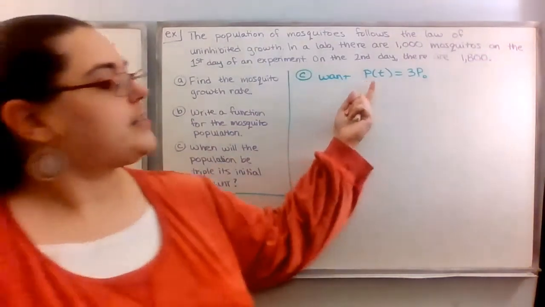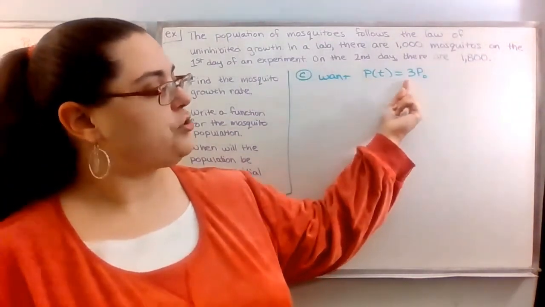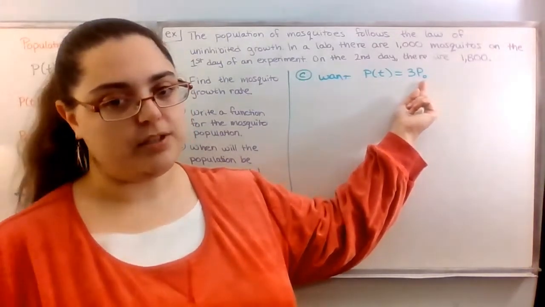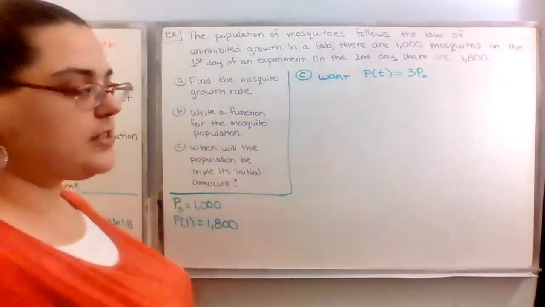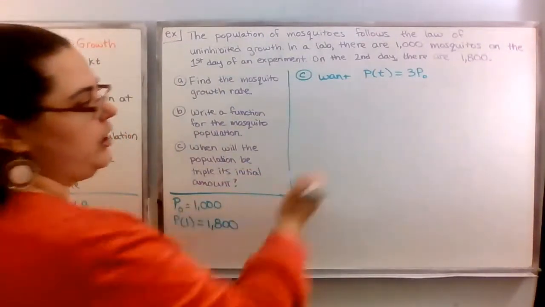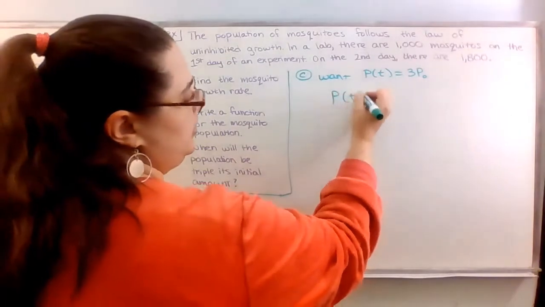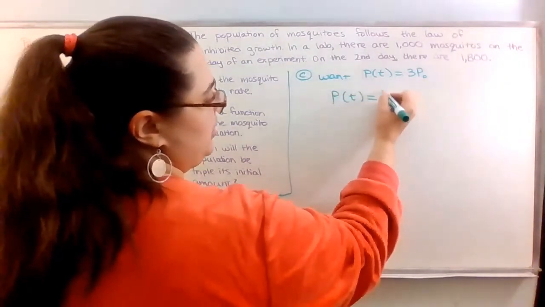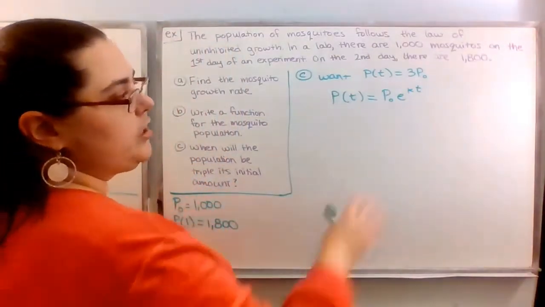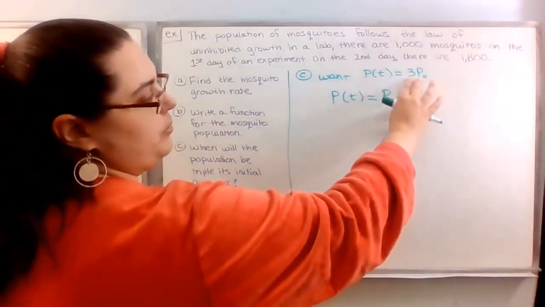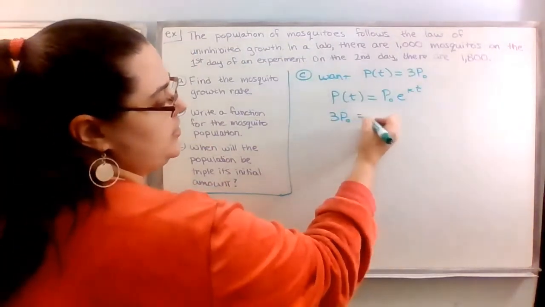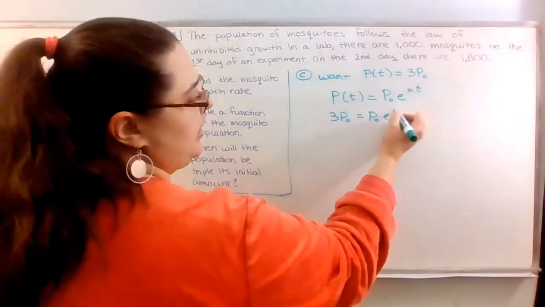So in this case, I'm going to say we want P of T to be triple its initial amount. We want it to be 3 times that initial population. So let's go ahead and substitute into the formula, pretending like we don't know 1,000. So we have P of T is equal to P naught e to the kt. So we want P of T to be 3P naught. So we're going to put 3P naught on the left here, and this is going to equal P naught e to the kt.